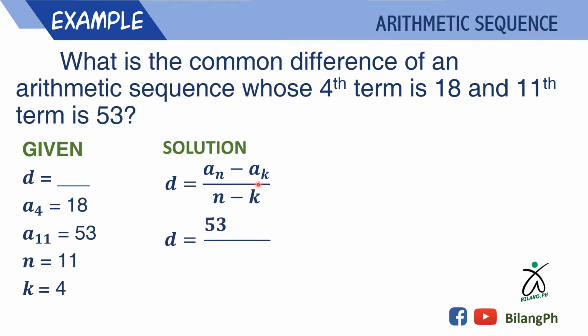Minus A sub k, which is 18. Pang ilan si 53? Makikita yun dito. 11. Minus, pang ilan si 18? Pang-apat. I-solve ang numerator. 53 minus 18, that is 35. Yung denominator naman, 11 minus 4 is 7. 35 divided by 7 is 5. So, ang common difference para sa example na to ay 5.